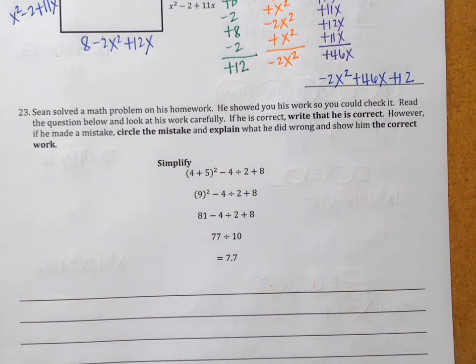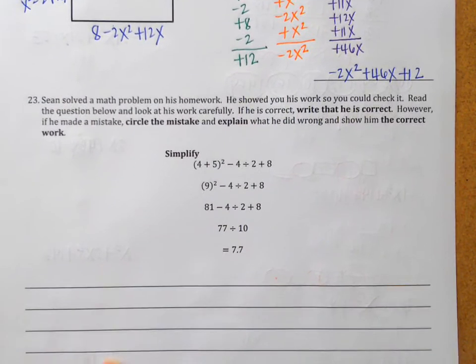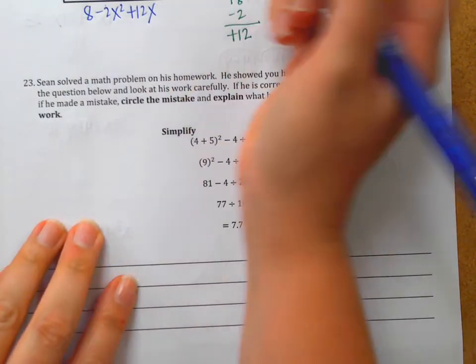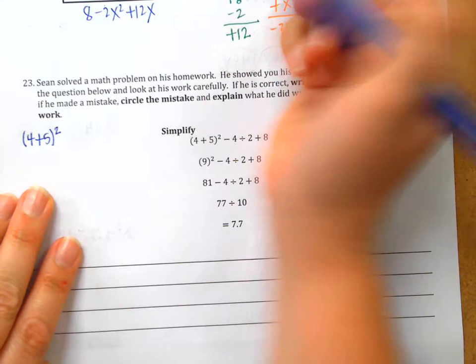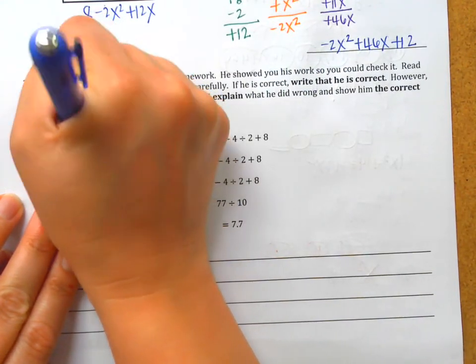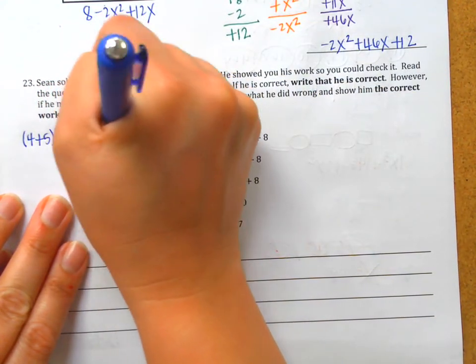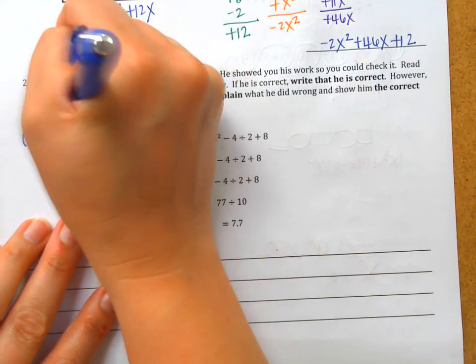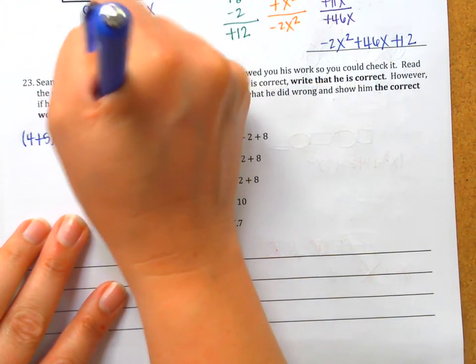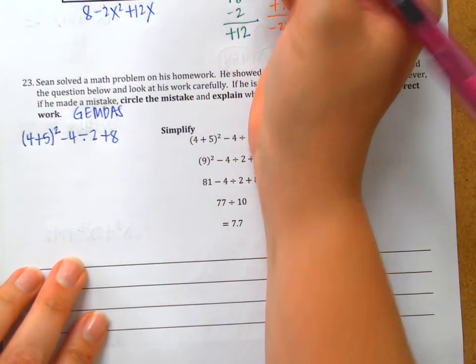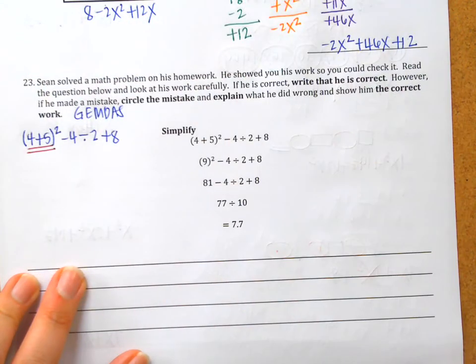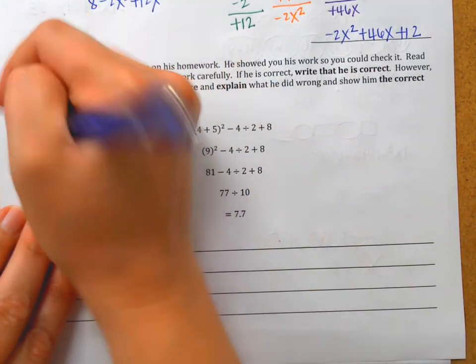So I am just going to start by solving this problem because I would rather not look at his work first. I would rather just do it on my own. So I'm going to first just do it over here. So we have 4 plus 5 squared minus 4 divided by 2 plus 8. So I'm going to make sure that I write down GEMDAS here because I know that that's where it's going to get tricky. So we start with our grouping symbols. 4 plus 5. So 4 plus 5 is 9.